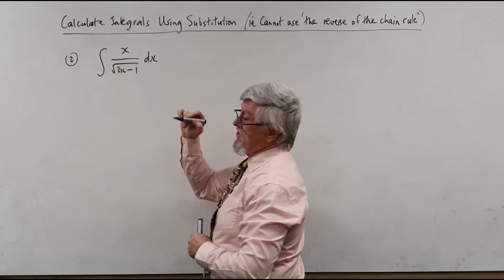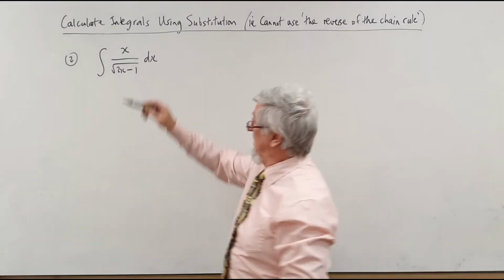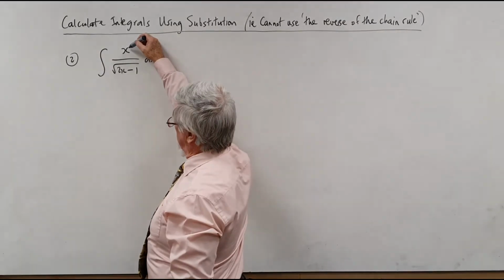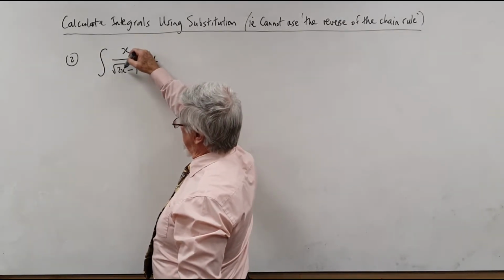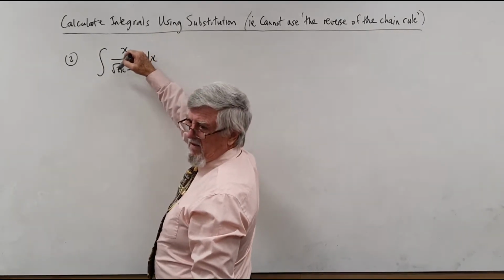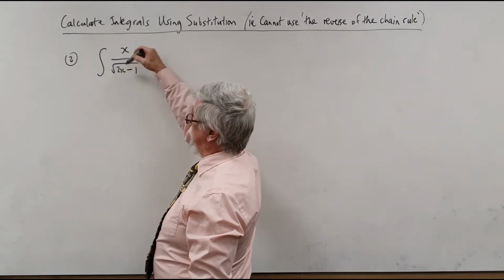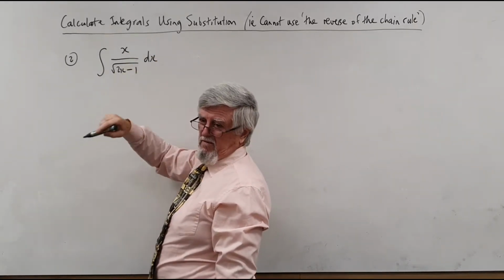Why can't I use the reverse of the chain rule? Because the top is not the derivative of the inside. Yeah, so it's not a reverse of the quotient rule or the chain rule or anything like that.